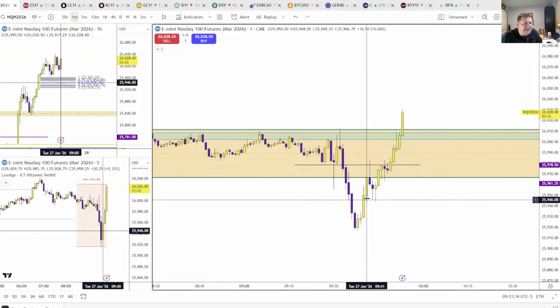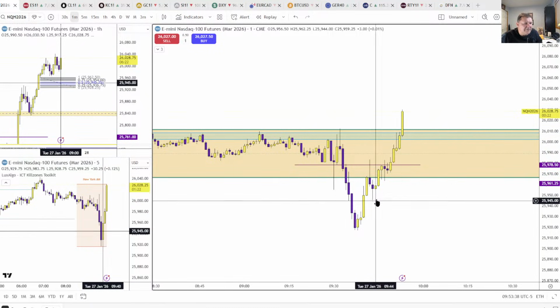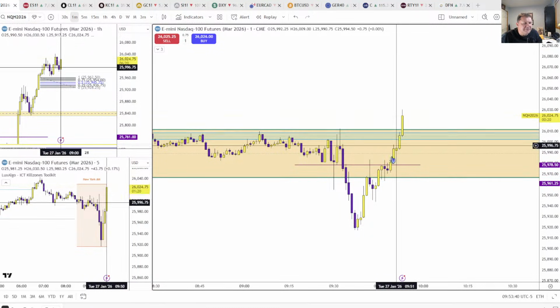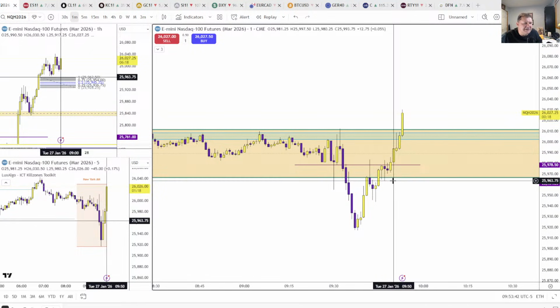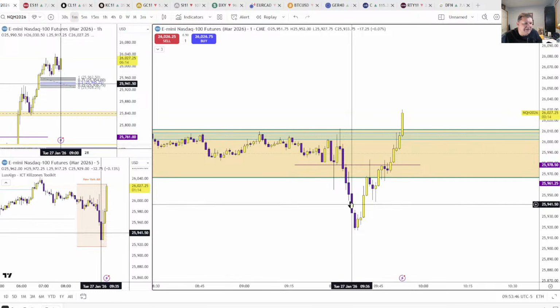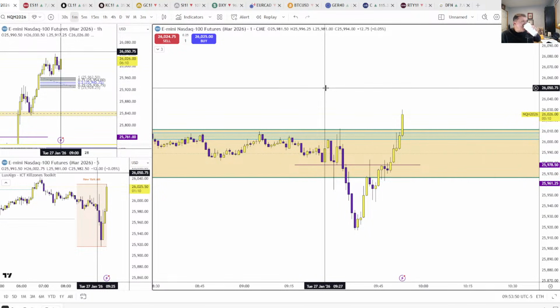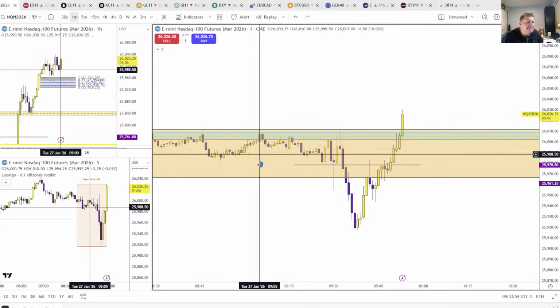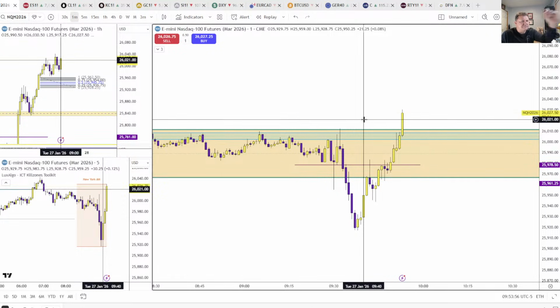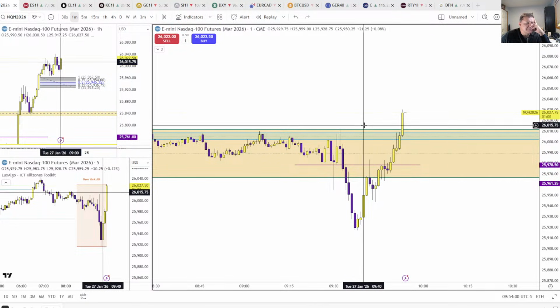So right here, entry, nice. That's a really nice little continuation on that, right from that little point there. I wanted that, didn't get it. Oh well, too bad, so sad. Now we're looking for the continuation model.